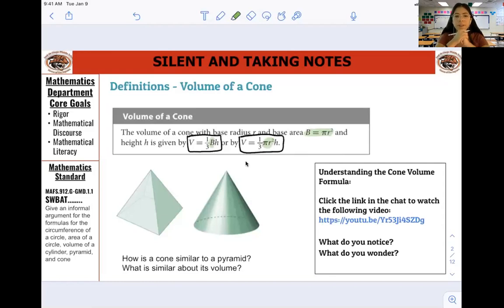Now, as we finish writing, I have kind of a comparison over here that I want us to think about, because we've been talking about pyramids. Now we're talking about cones. How is a cone similar to a pyramid, just based on its shape? And then comparing the volume formula, how is the formula similar between a cone and a pyramid?